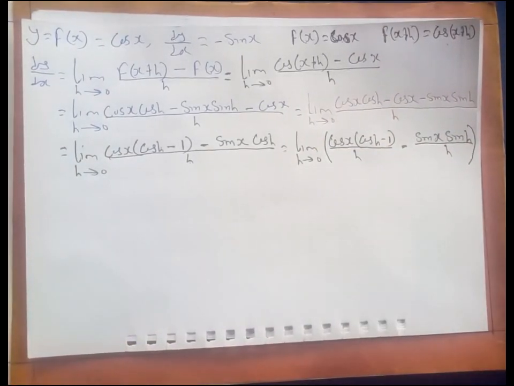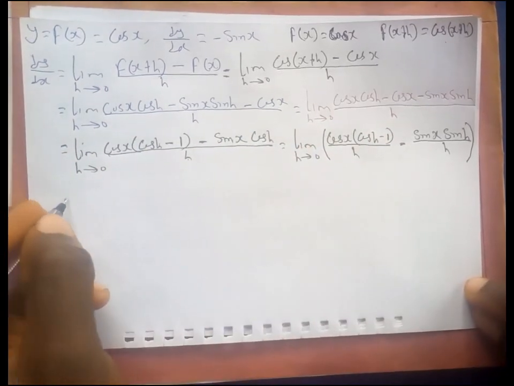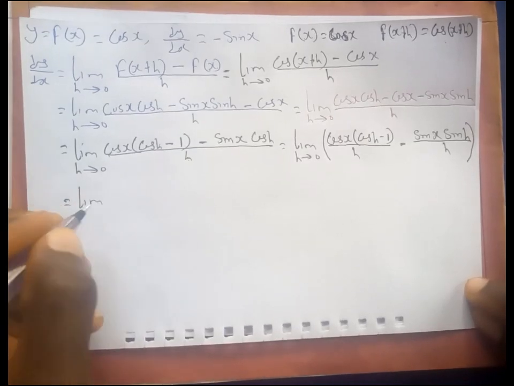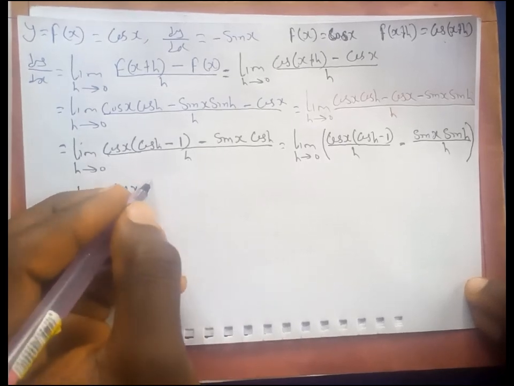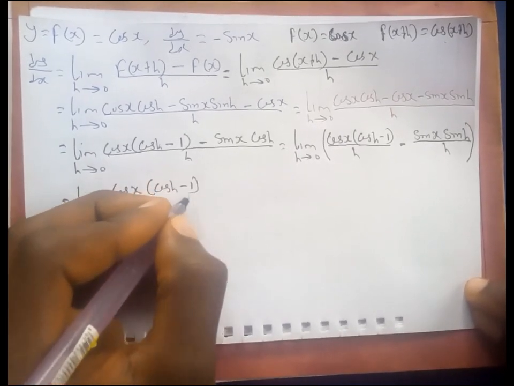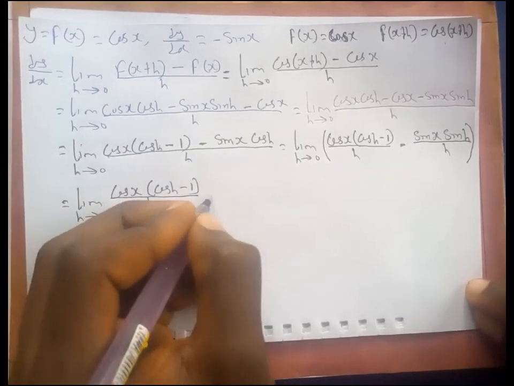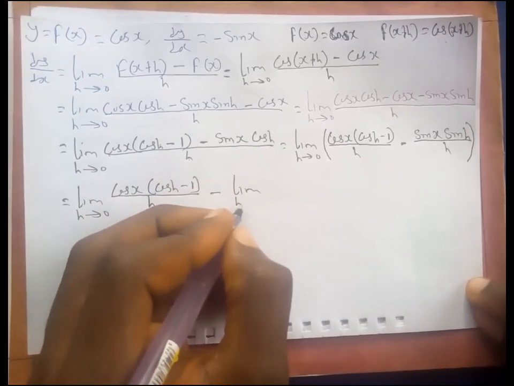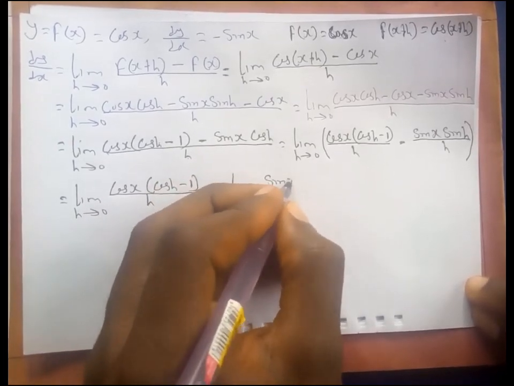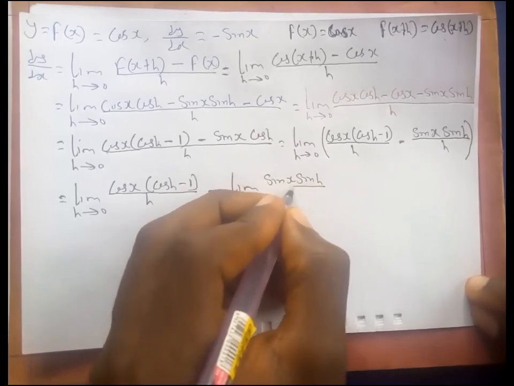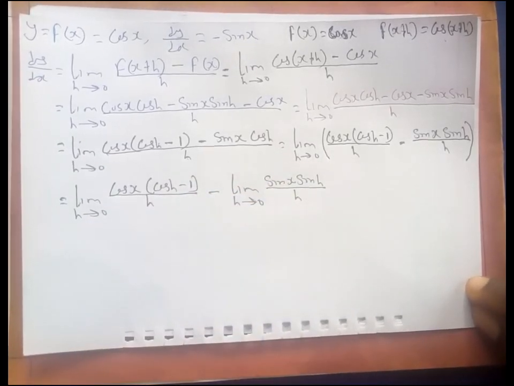Perfect. Now at this point, since the limit of a difference is equal to the difference of limits, we can distribute this limit. And then we have the limit as h approaches 0 of cosine x multiplied by cosine h minus 1 all divided by h, minus the limit as h approaches 0 of sine x multiplied by sine h all divided by h. Perfect.